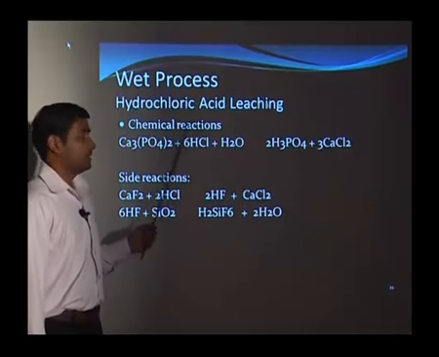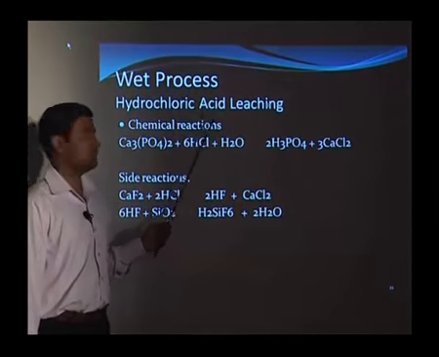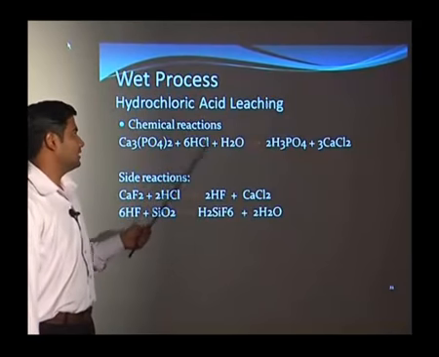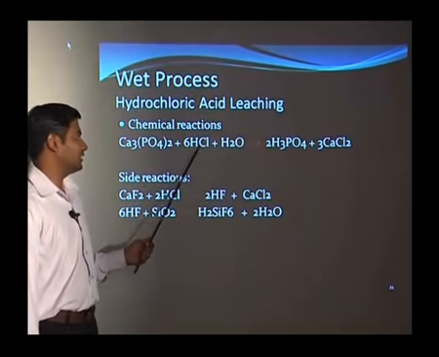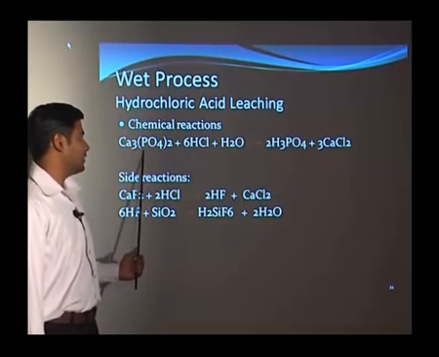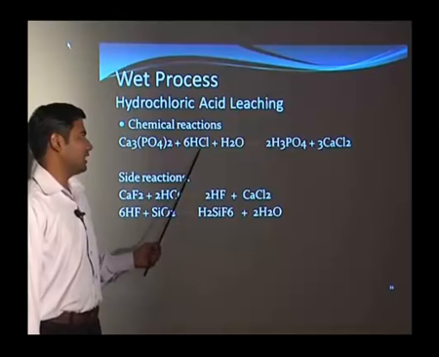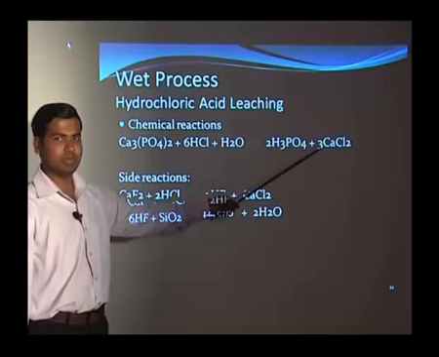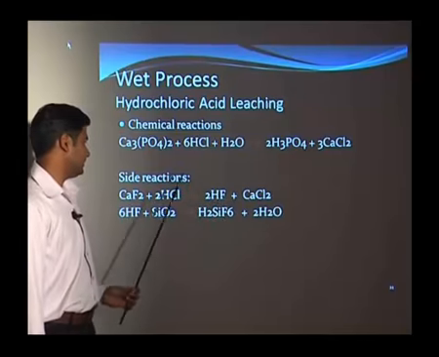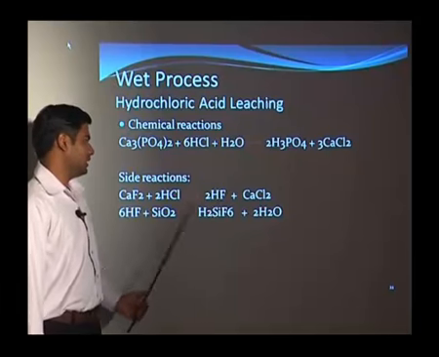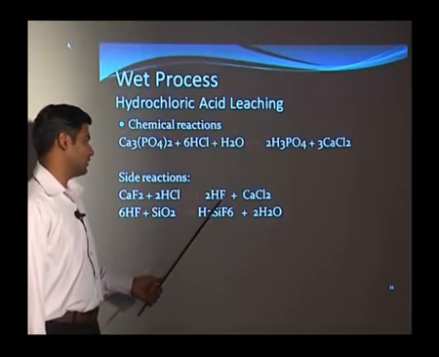Then after the sulfuric acid, we will see the hydrochloric acid leaching method. The reactions are almost the same. Earlier we were using sulfuric acid, now we will use hydrochloric acid. So the phosphate rock reacting with hydrochloric acid will produce the phosphoric acid, giving calcium chloride as the byproduct. In this one, in a side reaction, again the hydrochloric acid will be formed, and we can take care of this hydrochloric acid with the use of sand.